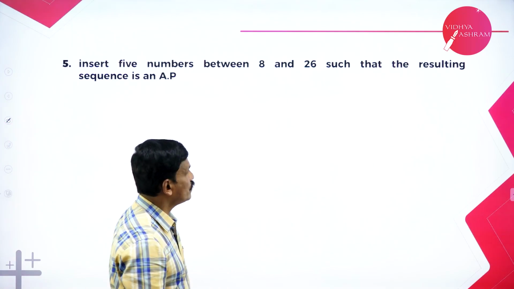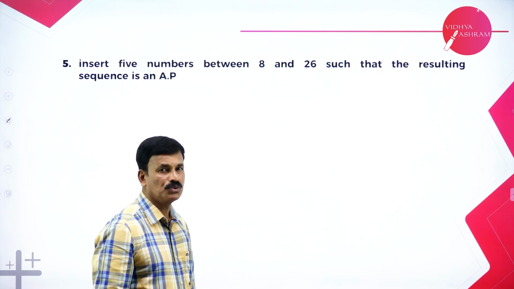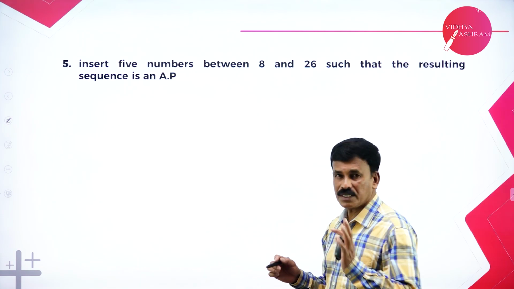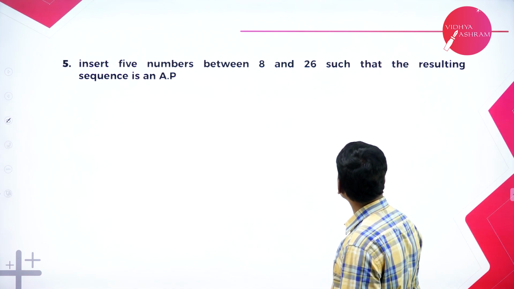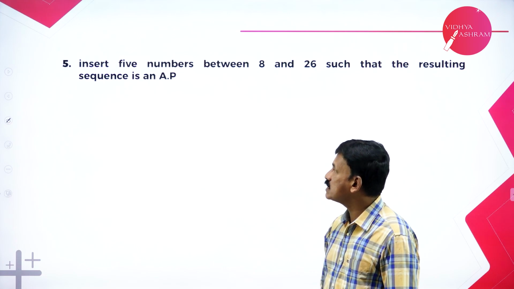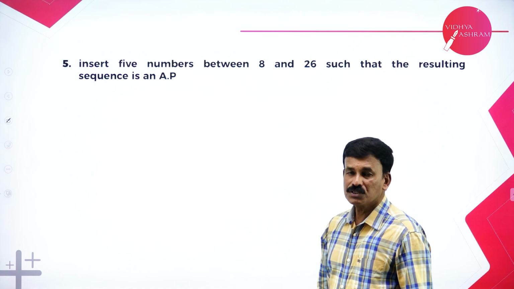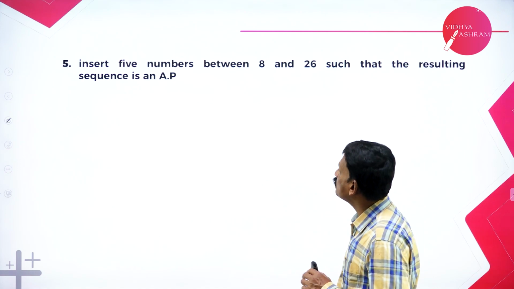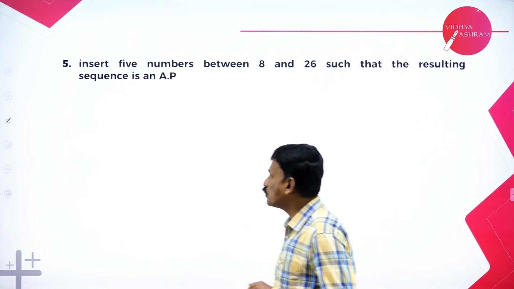In the previous class we discussed the arithmetic mean between a and b, which is (a plus b) by 2. Now let us take the next problem. Insert 5 numbers between 8 and 26 such that the resulting sequence is an AP. The first term and the last term are given. So we have to insert 5 terms between 8 and 26 so that the result is an arithmetic progression.